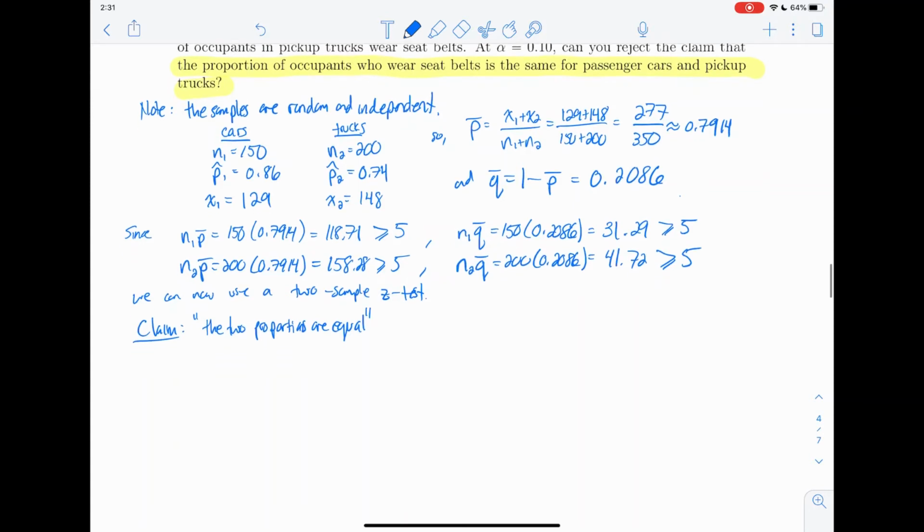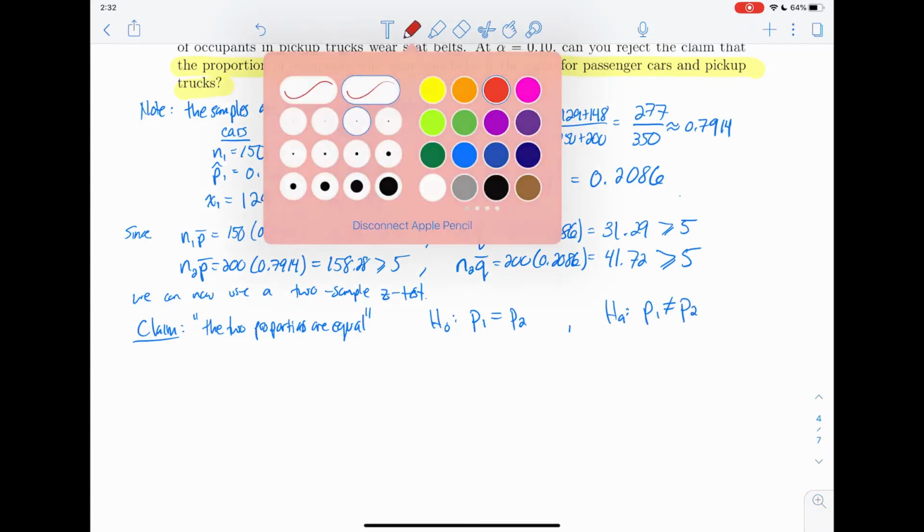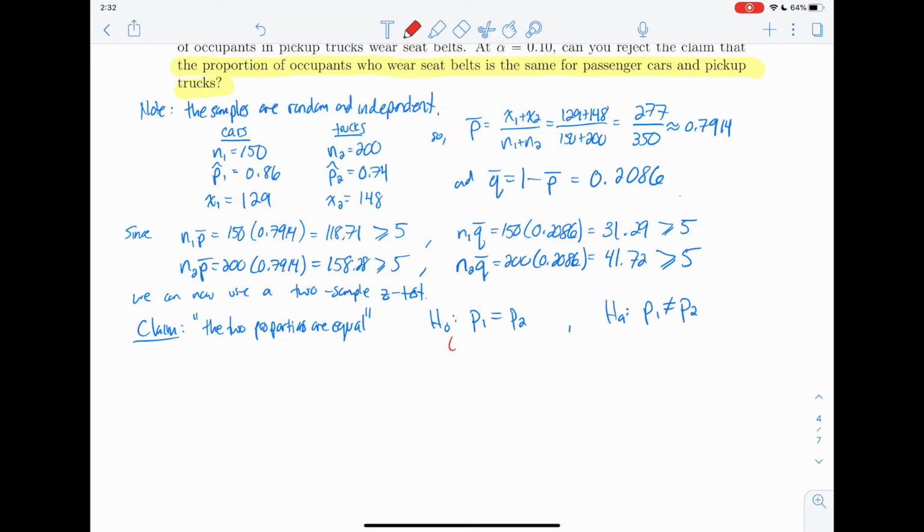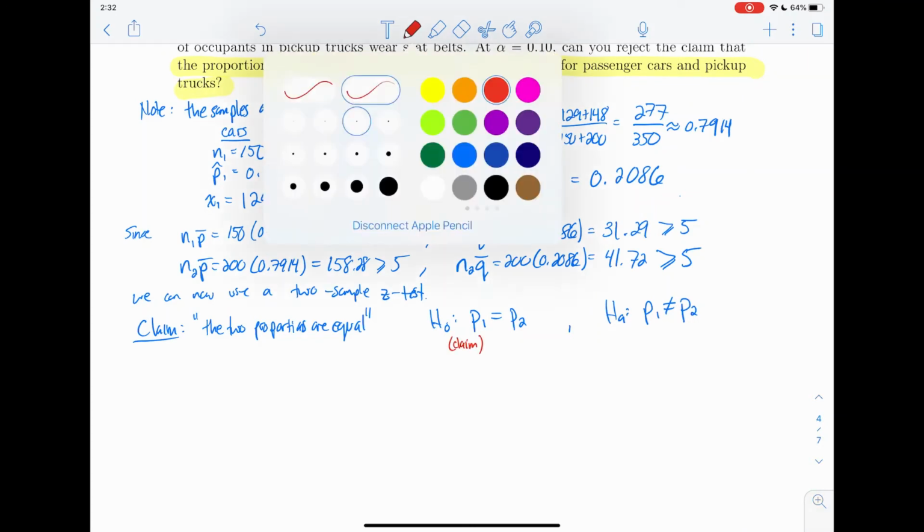Well, remember that equality is always an attribute of the null hypothesis. So in this case, it seems that our null hypothesis is that the two proportions of the populations are equal. And the alternate hypothesis is, of course, the opposite of that: they differ, they're unequal. And it would seem that the claim lies at the feet of the null hypothesis.